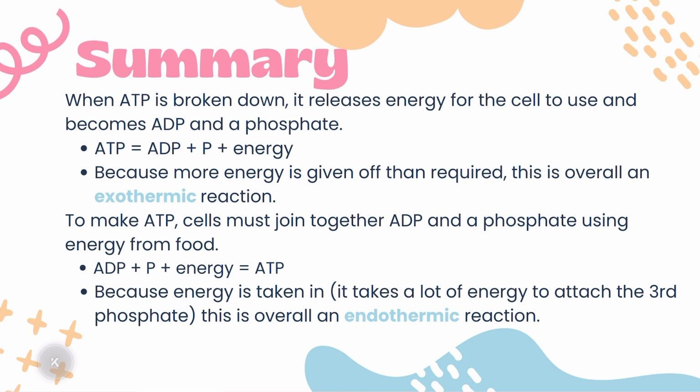To make ATP, cells have to take ADP and join it together with a phosphate, and I use energy from food to do this. So chemical formula-wise, I have ADP, I have that free phosphate, the P, and then I have to add energy to stick the phosphate on to make ATP. And because energy is taken in, because it takes a lot of energy to attach the third phosphate, that is going to be an endothermic reaction. Endo means in, it has to take in energy, endothermic.